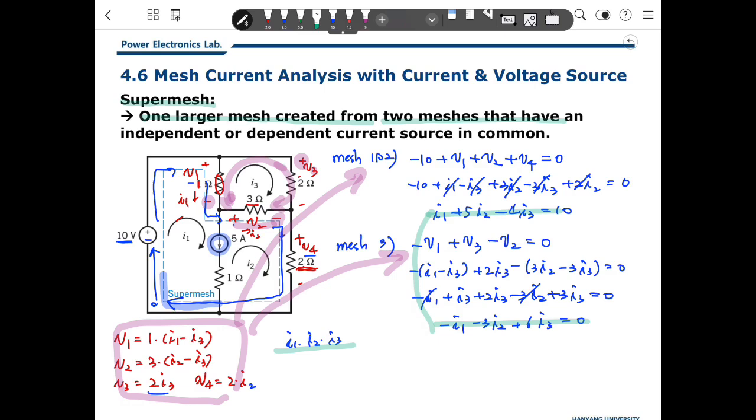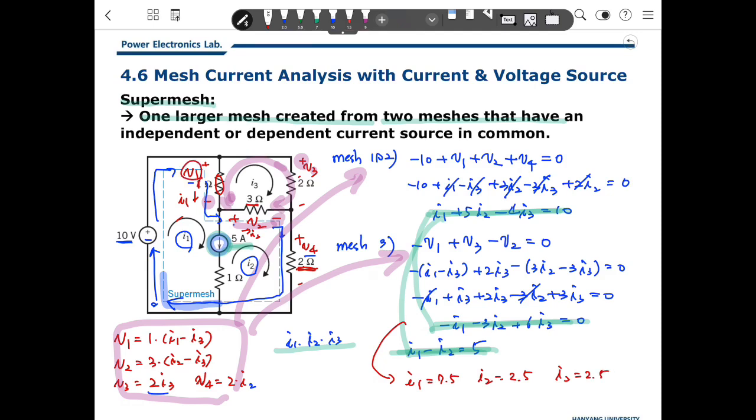Where is the equation? It's in the supernode. Because here, with the current source, we can make a relationship between mesh current 1 and mesh current 2. So based on here, mesh current 1 minus I2 will be 5. So finally, we got the third equation here. Using three unknown variables and three equations, we can calculate I1 is 7.5, I2 is 2.5, I3 is 2.5.